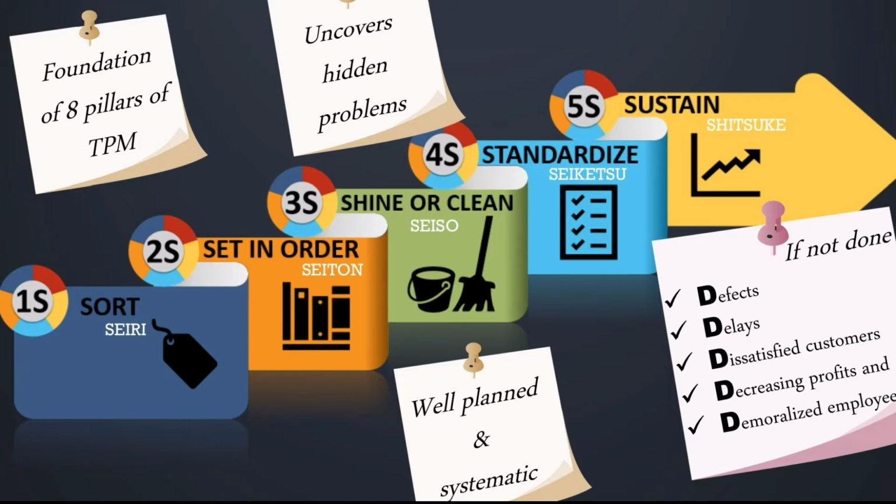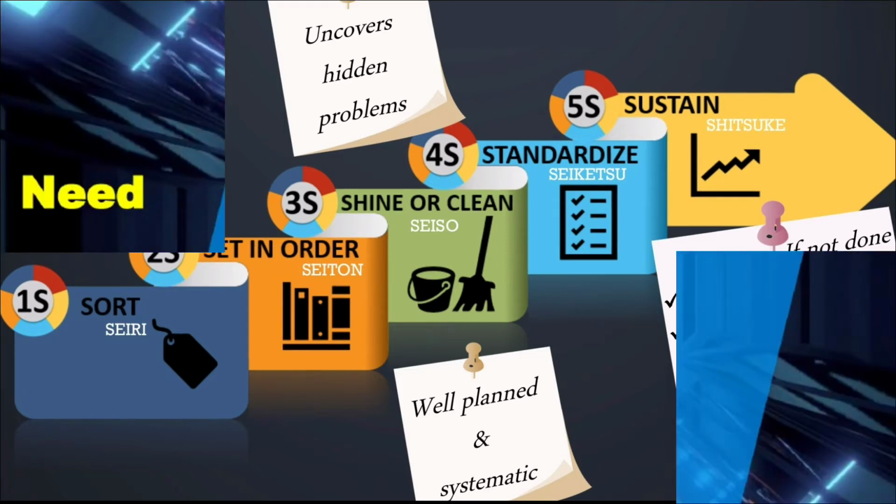However, if not implemented correctly, it can result in 5 Ds, which are defects, delays, dissatisfied customers, decreasing profits, and demoralized employees. To understand the concept of 5S better, let us discuss why it is required.